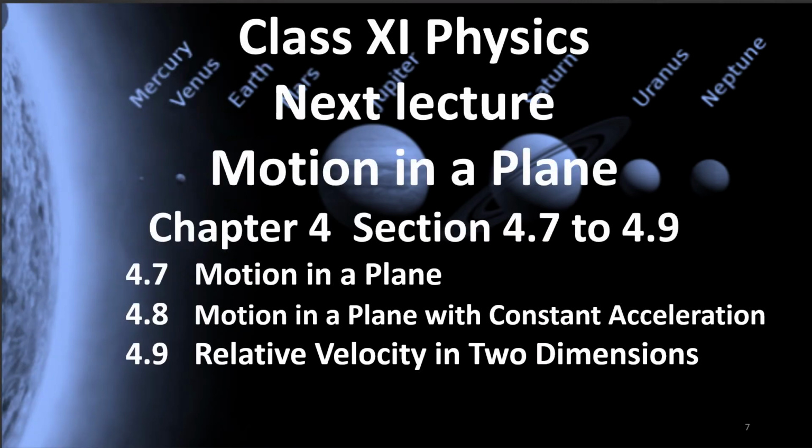With this, we have concluded the vector algebra portion of chapter number 4, wherein we have studied vectors, scalar multiplication, vector addition, vector subtraction, rectangular components, and we have also solved some worked examples. In the next lecture, we will take up motion in a plane with constant acceleration and relative velocity in 2 dimensions. Till then, goodbye.